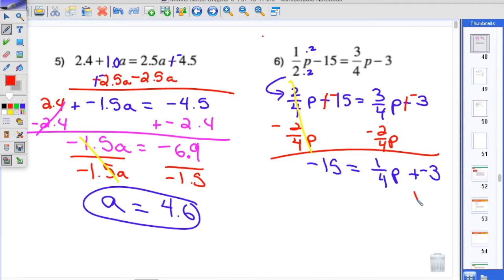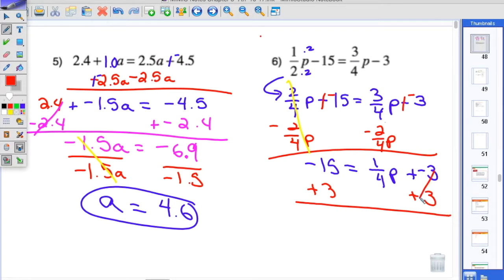Now we're going to add 3 to both sides. The 3's cancel out. Opposites cancel out, so now we're left with 1/4 p is equal to, and we have to take the sign of the larger and subtract. So we end up getting -12. Multiply both sides by 4 to get the p by itself. So the 4's cancel out, so you're left with p on the right, and on the left you're left with 4 times -12, which is -48.